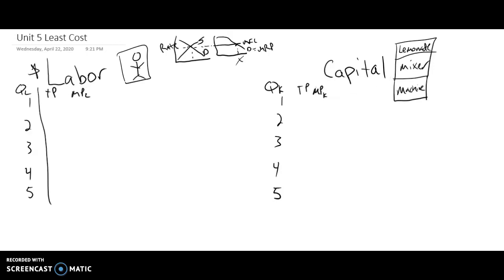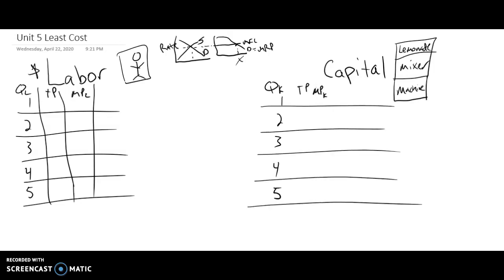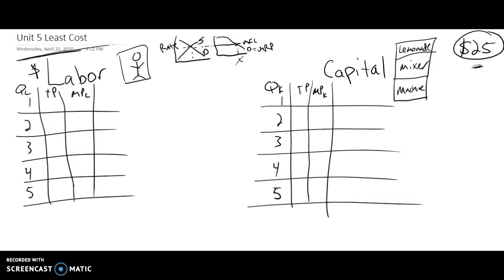All right, so what we're going to take a look at are things that we've done in the past. We're going to try to determine how many I should hire of each one of these. What's the least cost I can have? In this example, say we have $25 to spend on hiring capital or hiring labor. Should I hire all capital, 2 labor and 1 capital, or what's the best combination with the least cost to get the most output?